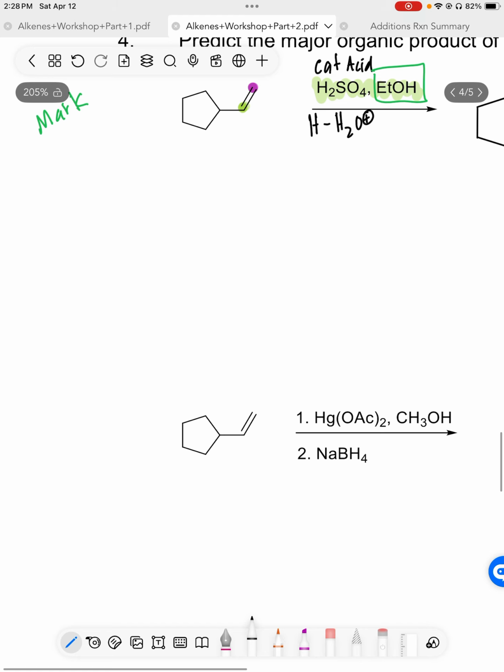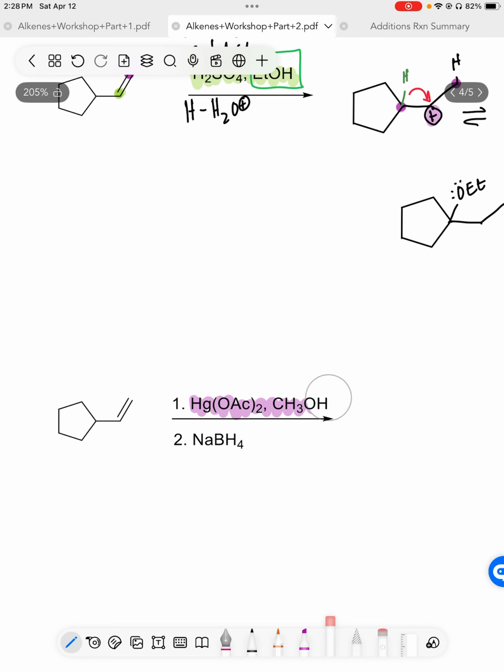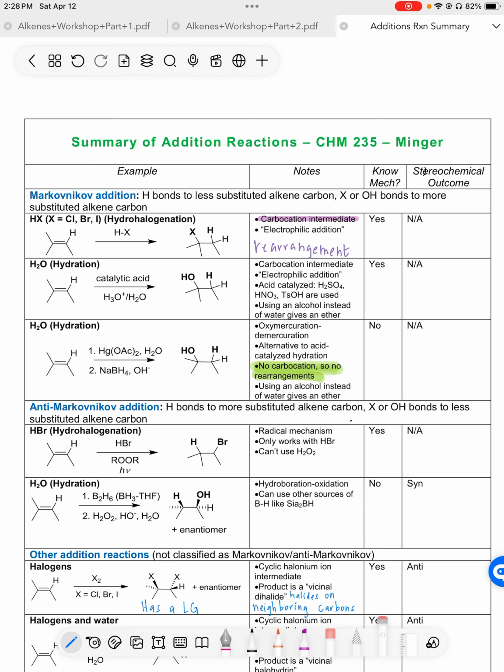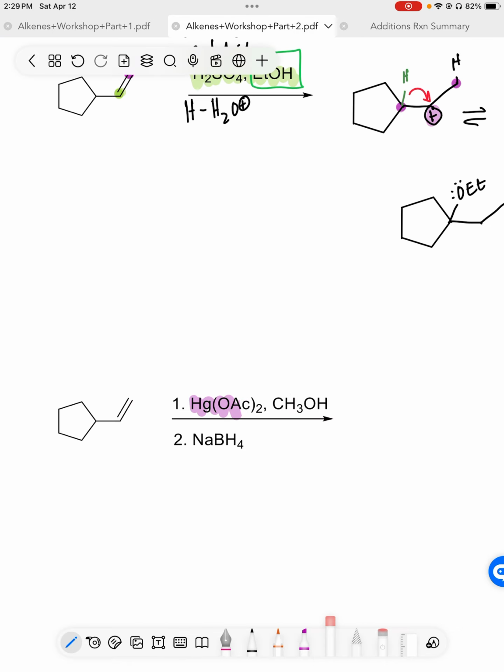Okay, so our next reaction, let's assess the reagents. We have the oxymercuration, demercuration, and then we also have something that's a little bit different here. Let's highlight it in a different color. So if we look at our addition reaction summary page, right here, it again has water, just like up here, but over here we have an alcohol. So we have an alcohol, not water, and it's going to do the same thing. It's going to make it an ether instead of an alcohol.